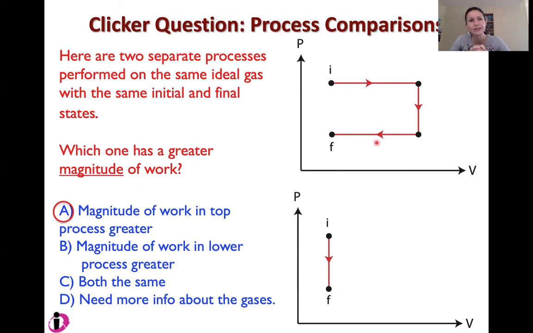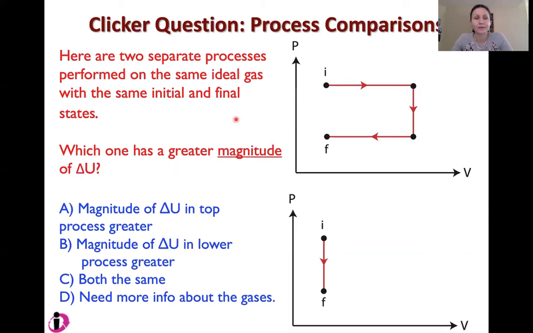So here the work is negative, but here the question was just asking you about magnitude. The point is it's not 0. Here it's 0 and here it's not 0. There is this section that doesn't contribute to work, but the difference between the work done in this process and this process is non-zero.